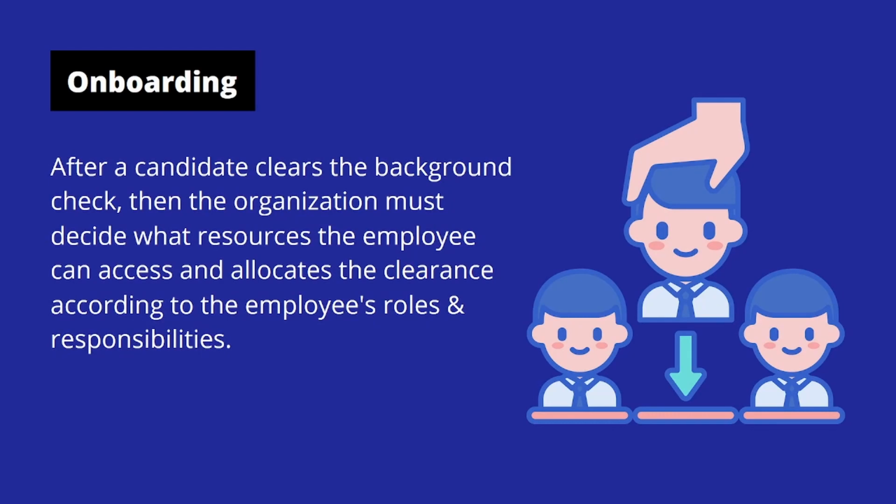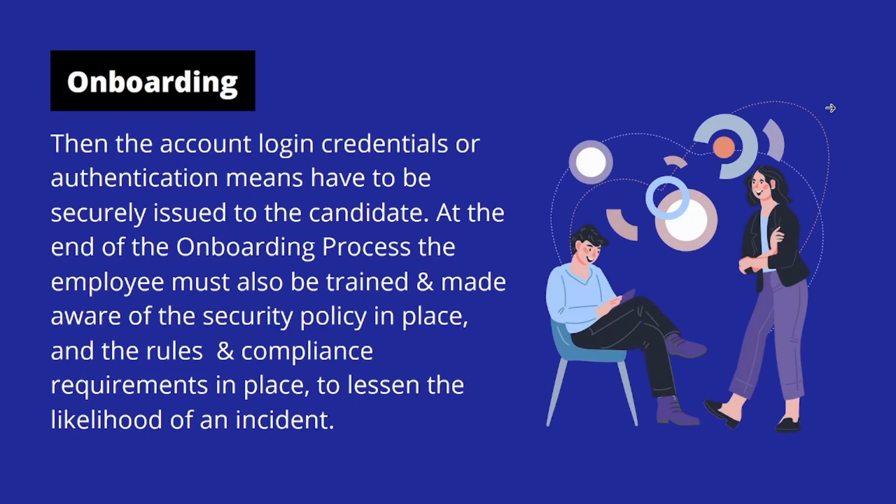Onboarding. After a candidate clears the background check, the organization must decide what resources the employee can access and then allocate the clearance according to the employee's roles and responsibilities. After onboarding, only then the account login credentials or authentication means have to be given to the candidate in a secure manner. At the end of the onboarding process, the employee must also be trained and made aware of the current security policy and the rules and compliance requirements in place to lessen the likelihood of an incident by the new employee.